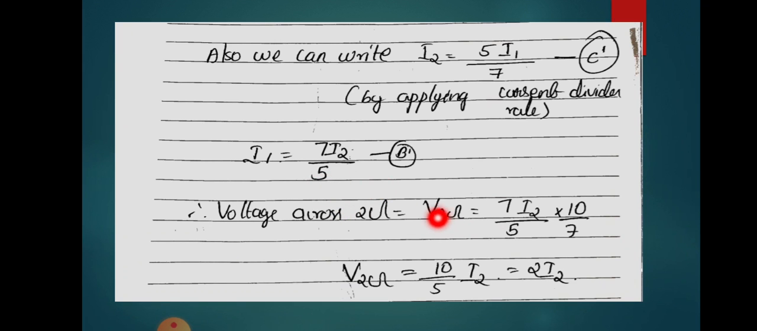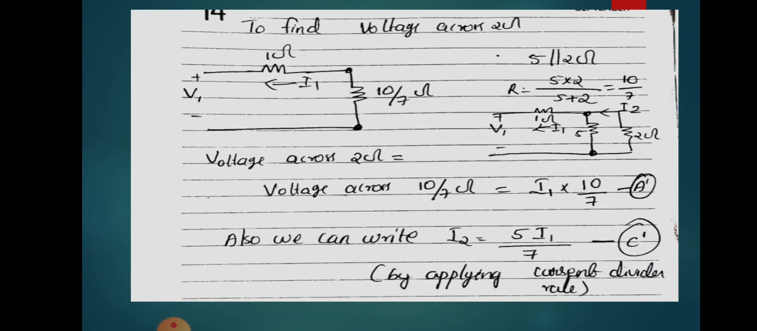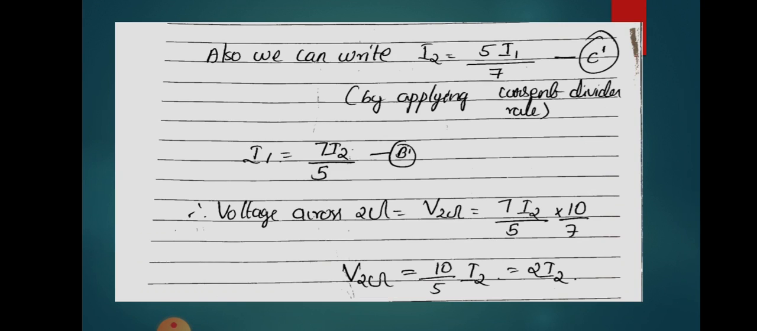We have V2 ohm equal to I1 into 10 by 7. Instead of I1 we are representing 7 I2 by 5 here. And we are cancelling common terms, so we will get 2 I2. V2 ohm is equal to 2 I2. So now you have the equation of voltage across 2 ohm in terms of I2.